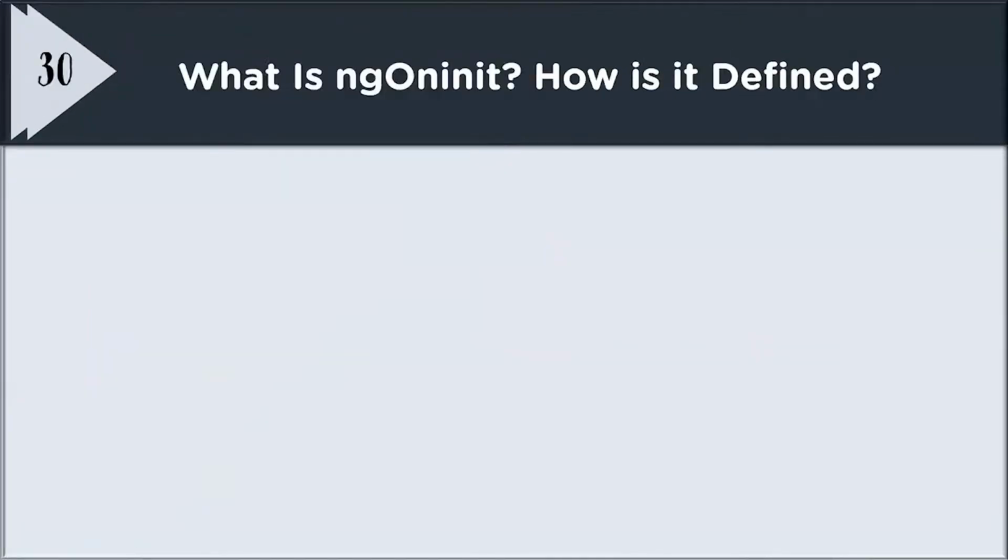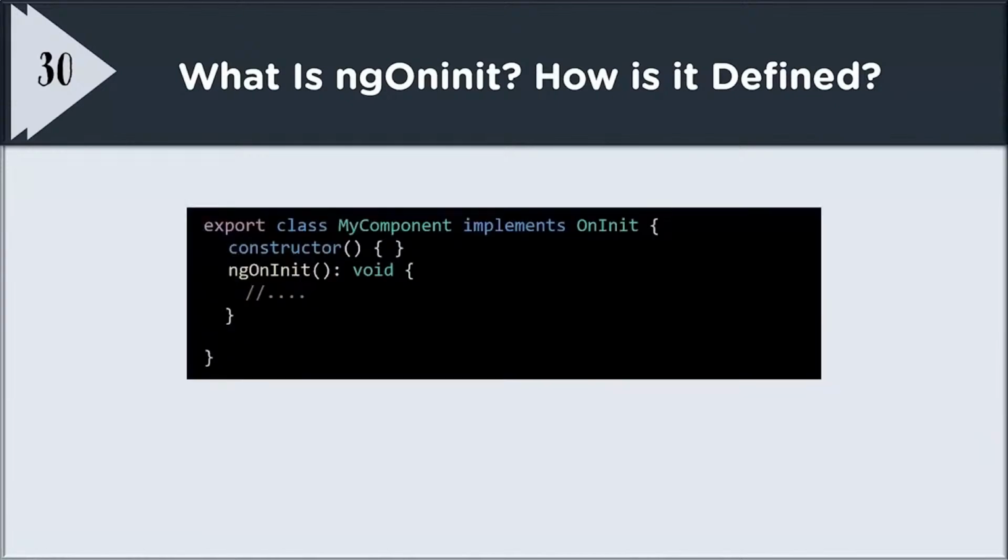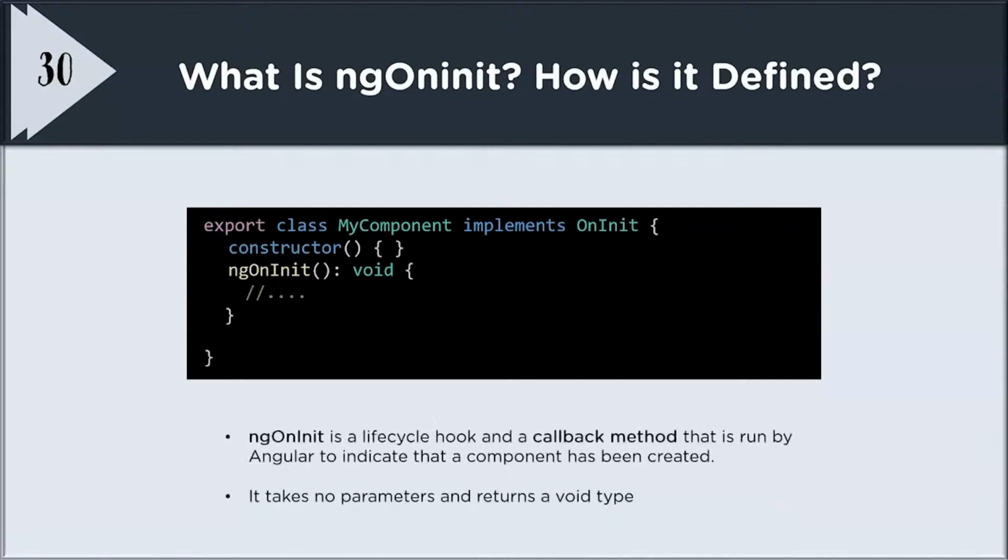Next up, what is ngOnInit and how is it defined? Now again, here's a small snippet of code. ngOnInit is a lifecycle hook, as we discussed earlier, and it is a callback method that is run by Angular to indicate that a component has been created. It takes no parameters and returns a void type. So I'm sure you can see here in the code, it takes no parameters and returns a void.